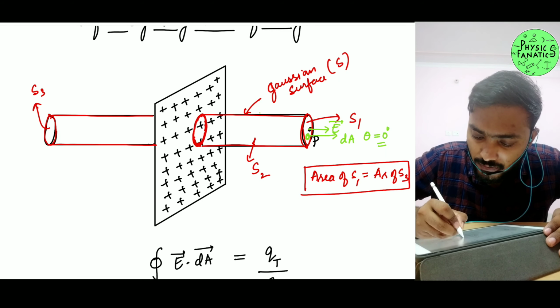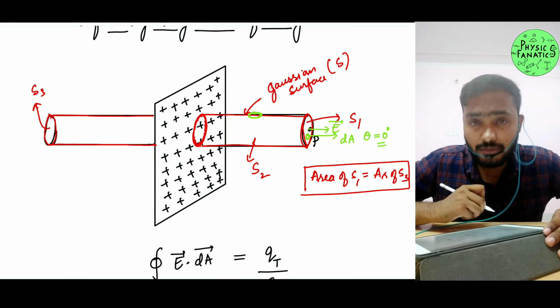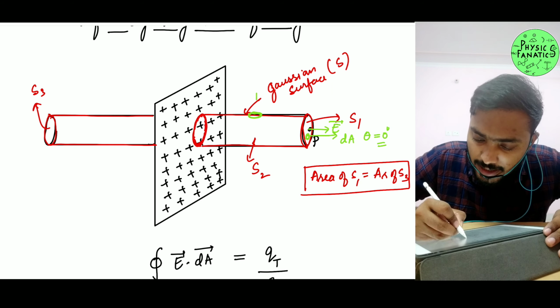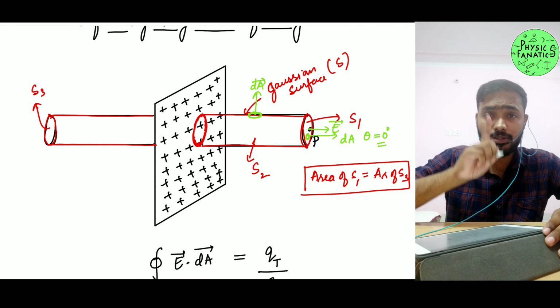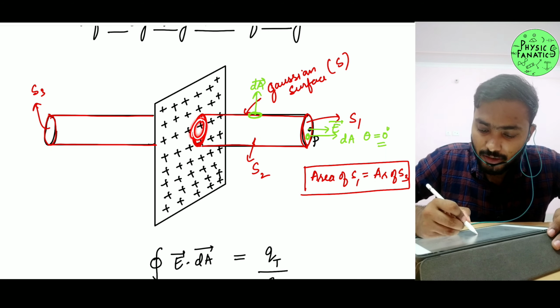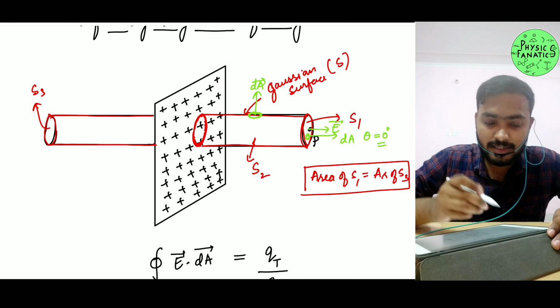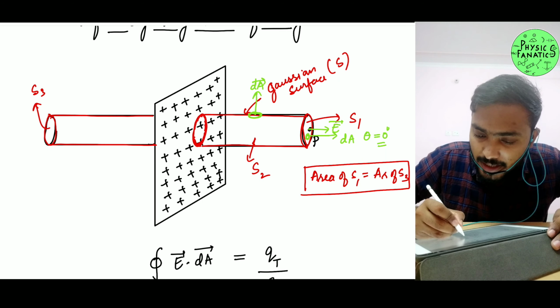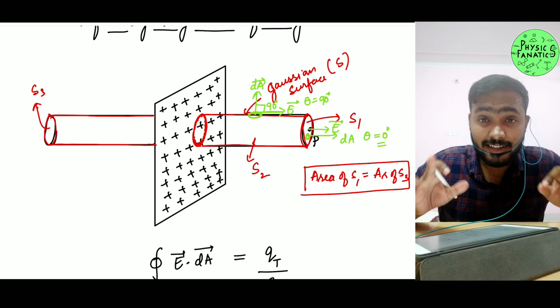Okay, let's talk about the S2 surface. Let's take any small area at the surface of S2. For S2, the area vector dA will be in the upward direction. Okay, what about the electric field? Again, you can see your charges are here, so the electric field will be in this direction. The angle between them is 90 degrees. Theta is 90 for surface 2.